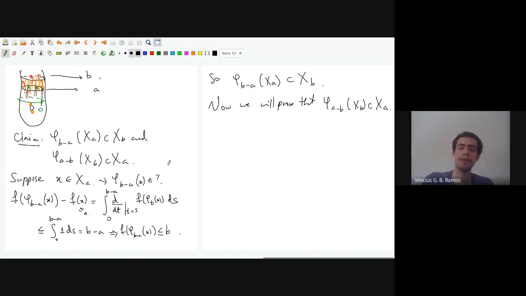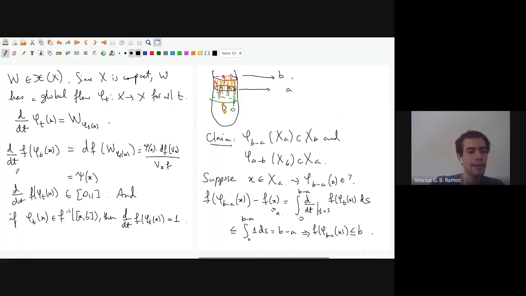Okay, so let's prove that. This is a little bit harder, but not a lot. So the first thing to notice is that it's easy to see that phi a minus b of x a is contained in x a, right? Because this is negative, and the derivative d/dt of f is always positive.